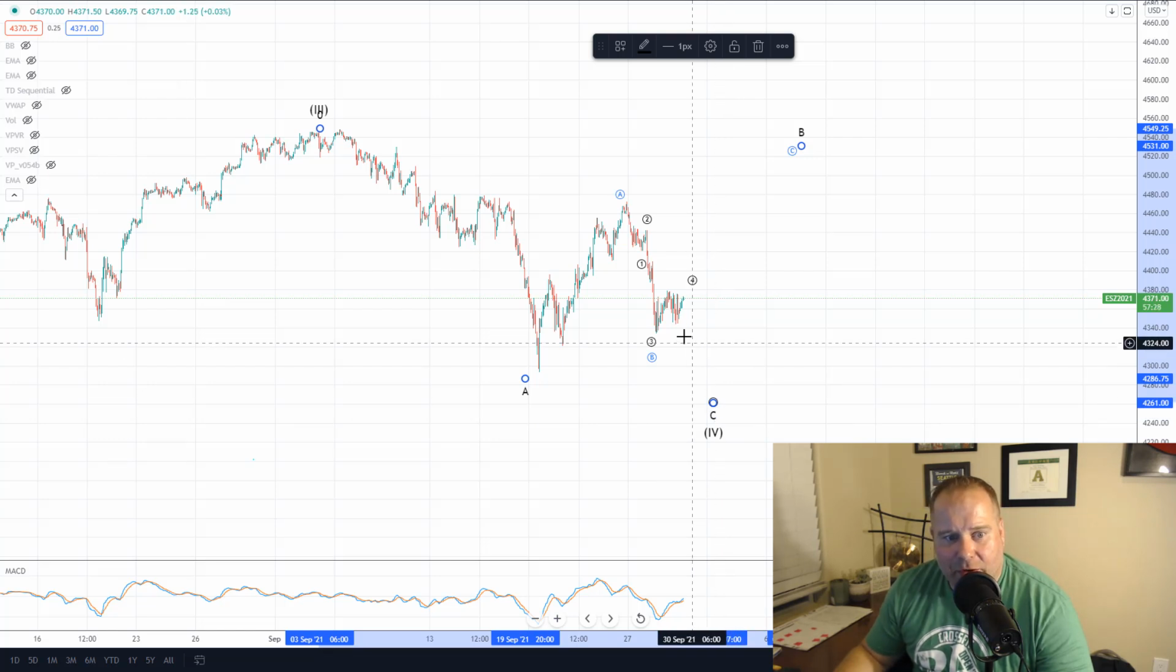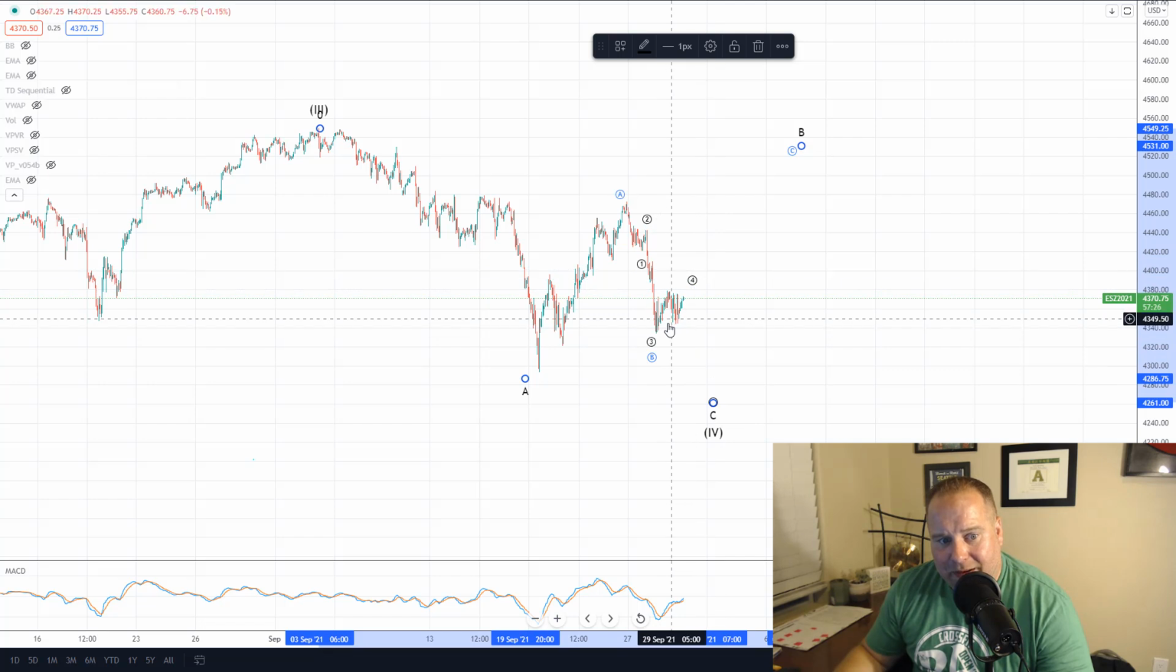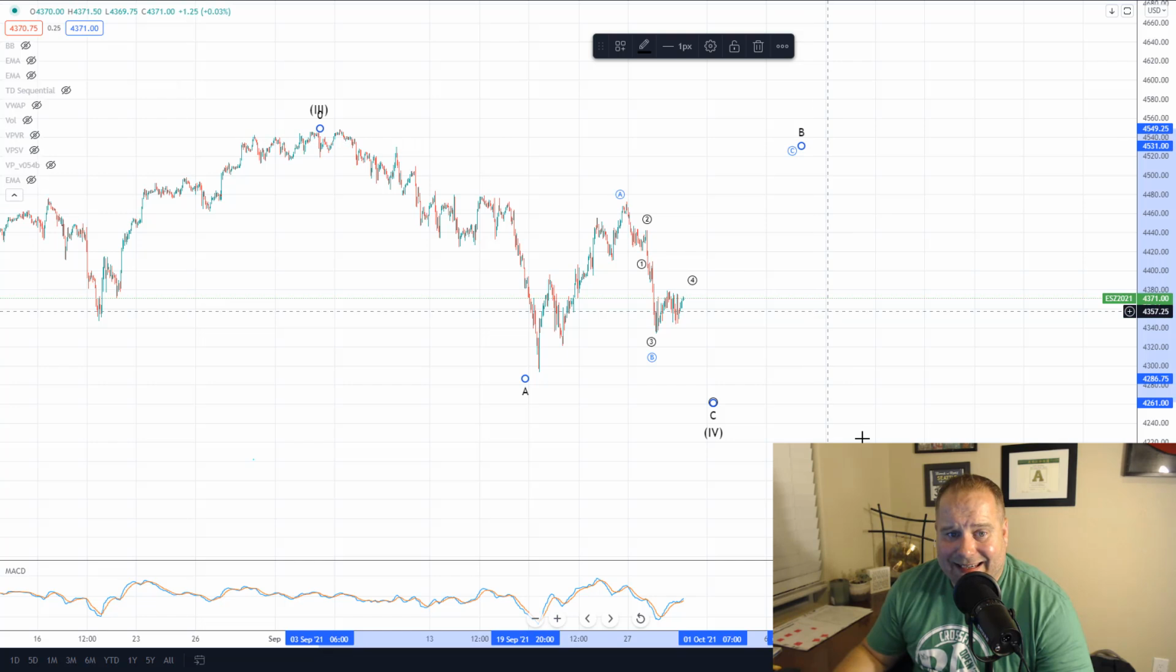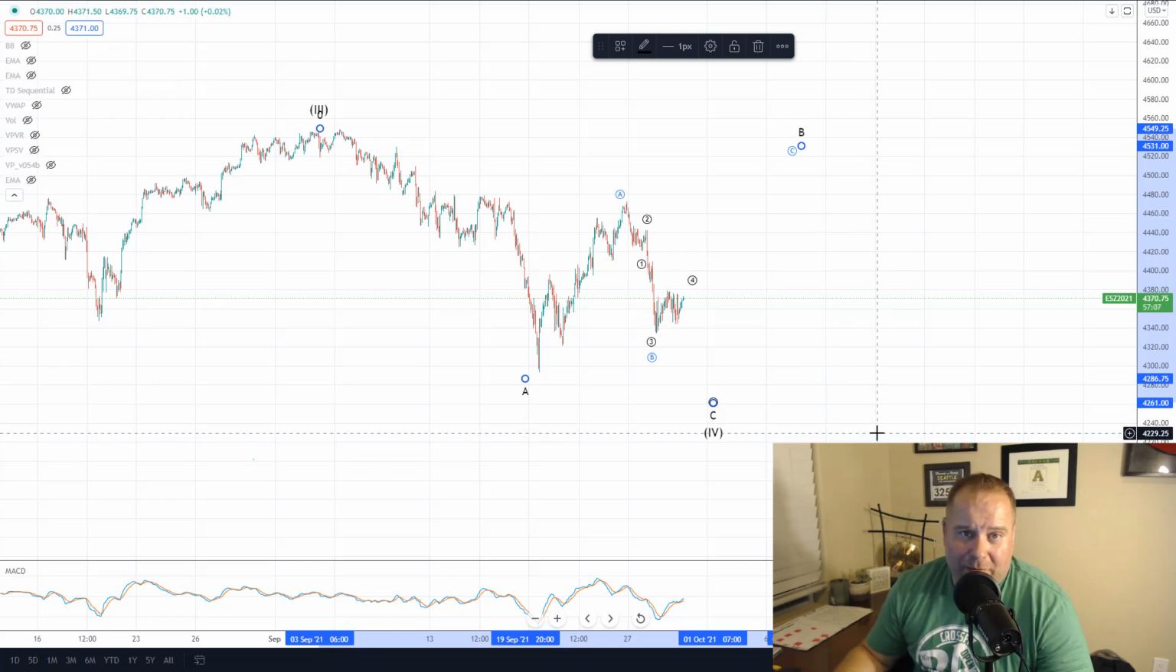The second scenario is this continues to move up and does not take out this low. If it doesn't take out this low and continues to move up, I think that we're actually looking at a B wave rally up to this point, this 4515 area, and then C down to the 4270 area, which should take us into probably late next week at the earliest.